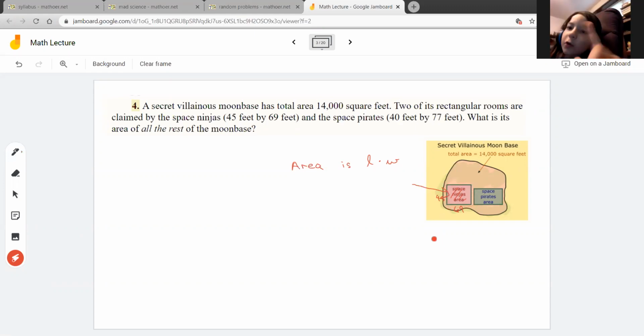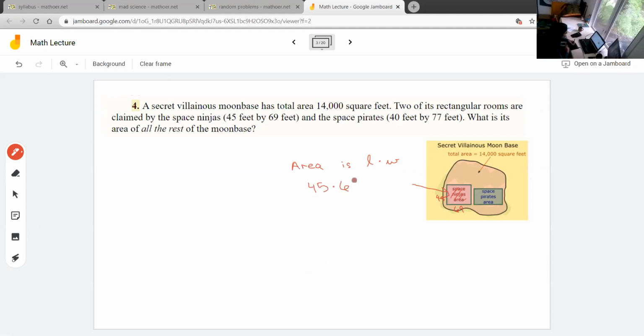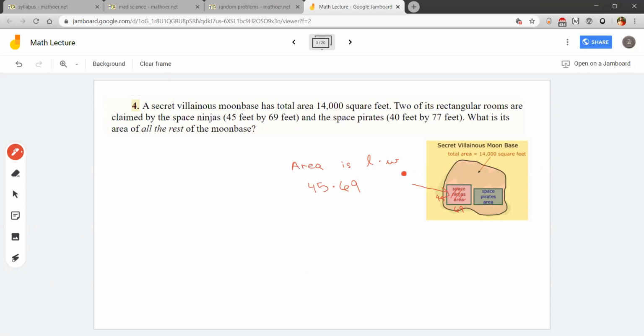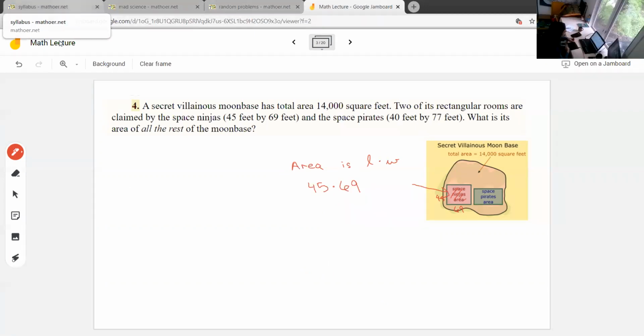Oh, it's inside. For area, you would multiply the two numbers. So in this case, it would be 45 times 69. Okay, Gildor's interrupting, but he is allowed to sometimes. Length times width, he is right. So back to here.